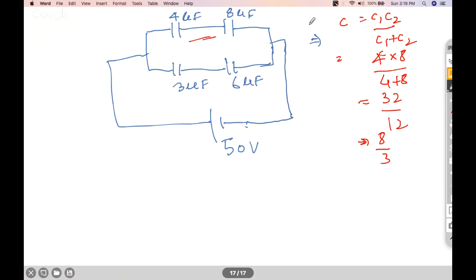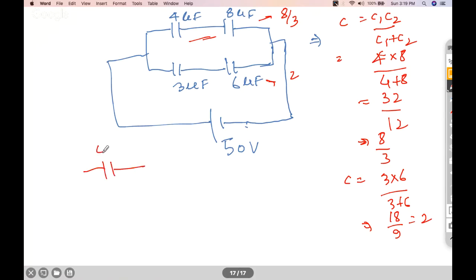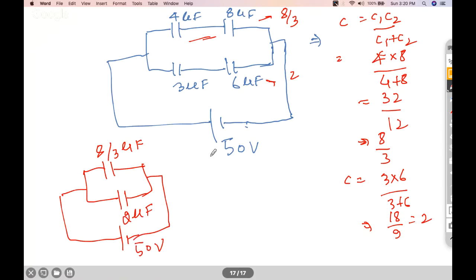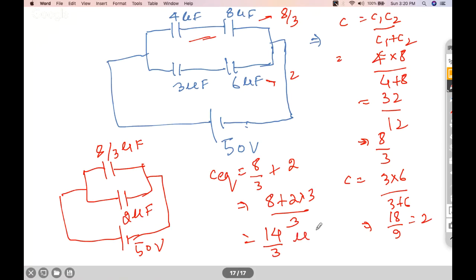Now try to understand, this is 8 by 3, and similarly it would be 3 into 6 divided by 3 plus 6. So 18 by 9, this comes out to be 2. And so I can write this as 8 by 3 microfarad, and this as 2 microfarad, connected to a 50-volt battery source. Now they are in parallel, so C equivalent would be equal to 8 by 3 plus 2. So this comes out to be 8 plus 2 into 3 divided by 3, which is 14 by 3 microfarad.